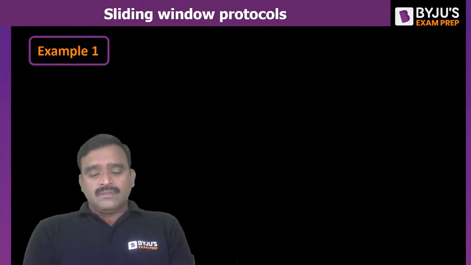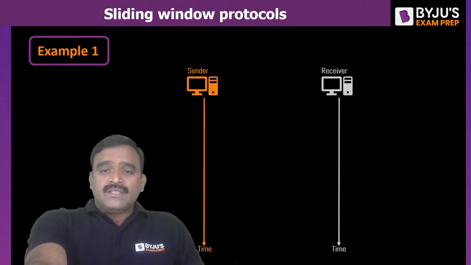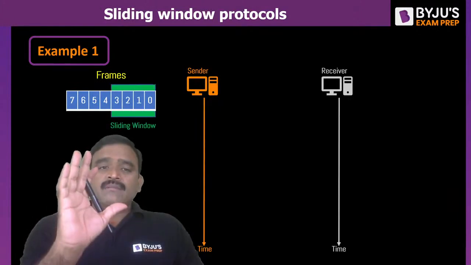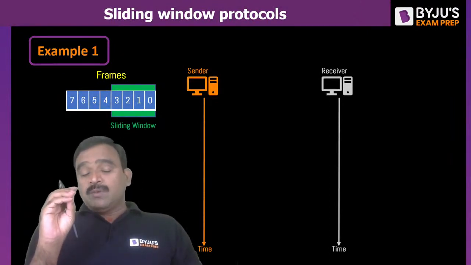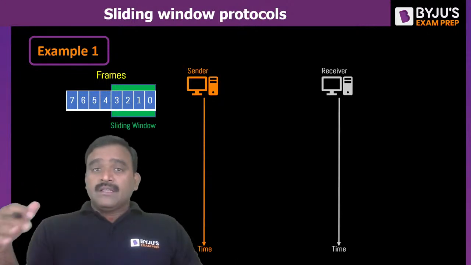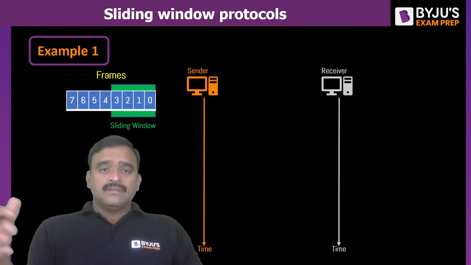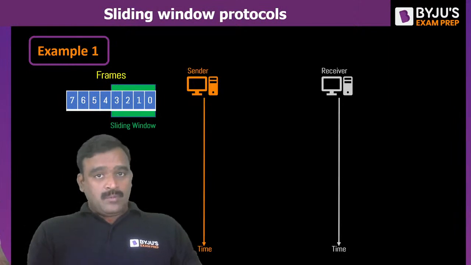One example I will tell you. All of you please go through this diagram very carefully. See this, sender and receiver. Let us assume that we are numbering the frames from 0 to 7 at the sender side, and the window size we are maintaining is 4. How should we select the window size? That all depends on the type of sliding window protocol we take, whether it is the stop and wait protocol, go back N protocol, or selective repeat protocol.